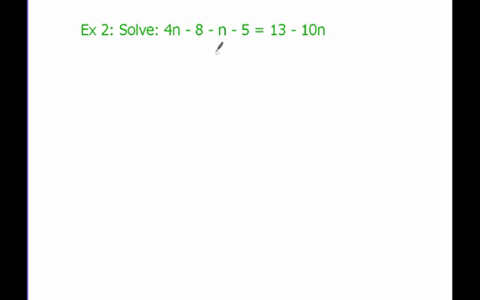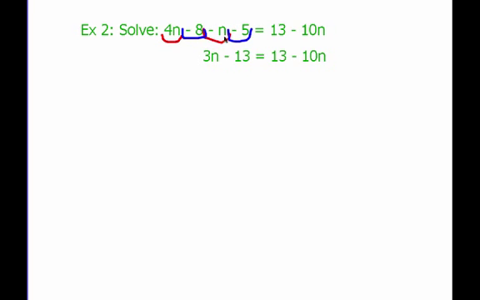I want to solve 4n minus 8 minus n minus 5 equals 13 minus 10n. On the left here, I have 4n minus n. That's going to give me 3n. And then I also have negative 8 minus 5, which gives me negative 13. On the right, I don't have any like terms, so it doesn't matter. So all I did is combine my like terms. 4n minus n is 3n. Negative 8 minus 5 is negative 13.